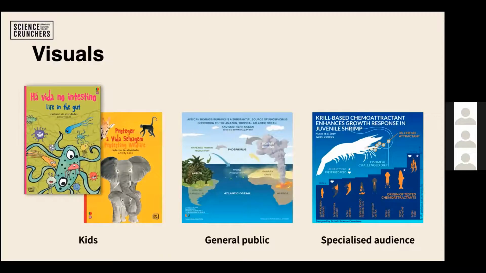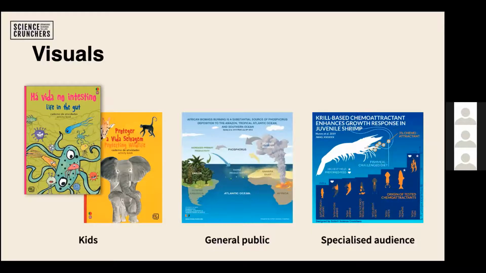So on the left side you see 2 covers of activity books for kids. The first one is about the microbiome and the life in the gut, and the second one is about protecting wildlife. And we use a type of illustration that is going to trigger some interest in kids, without very vectorial lines, that more resembles even what they can draw on their own.